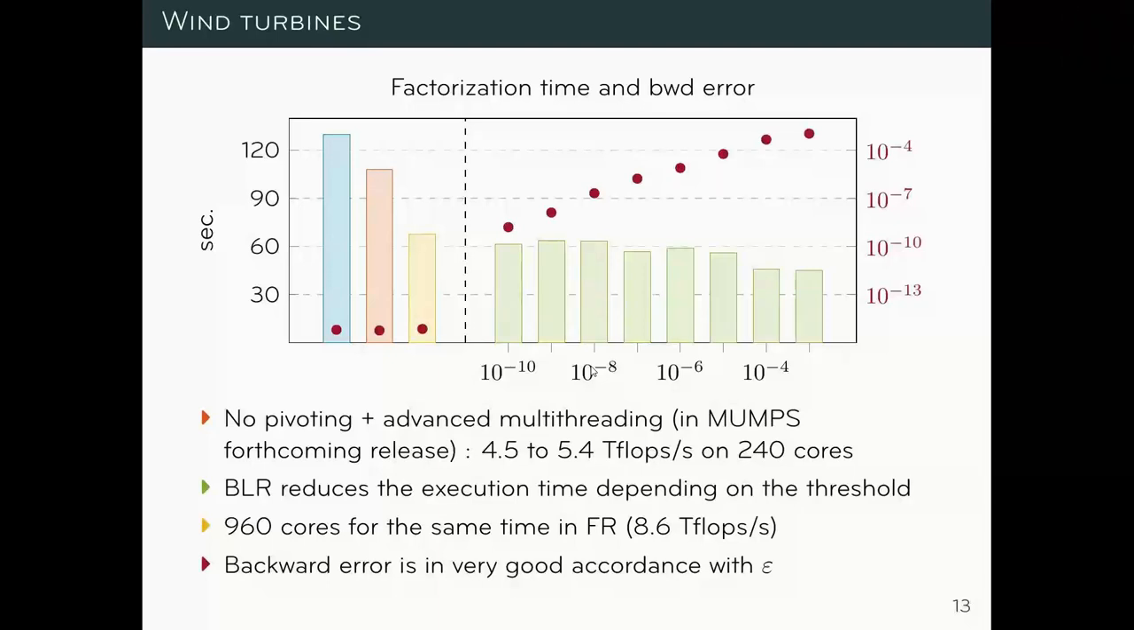Obviously, for the full-rank case, the solution is very, very accurate. The backward error is of the order 10 to the minus 15, which is what you might expect when you do double precision computations. And then when we use block low-rank, what we can see is that the backward error is pretty much of the same order as the block low-rank threshold, which means that we can very, very reliably control the accuracy of the solution by using these block low-rank thresholds epsilon.